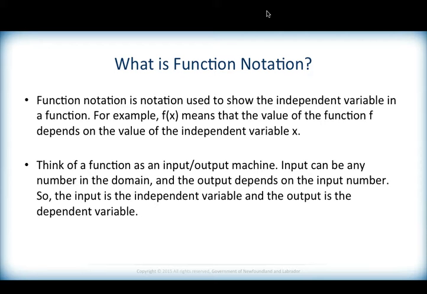H of t is a popular function notation when you're comparing height and time, where h of t would be the function of height, and your independent variable would be time t. So you need to think of a function as an input and output machine. Input can be any number in the domain, and the output depends on the input number. So the input is the independent variable, as can be seen there by x, and the output is a dependent variable.